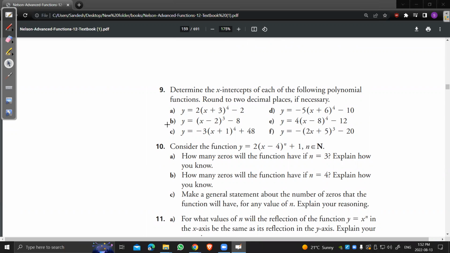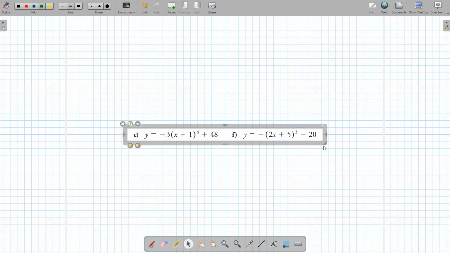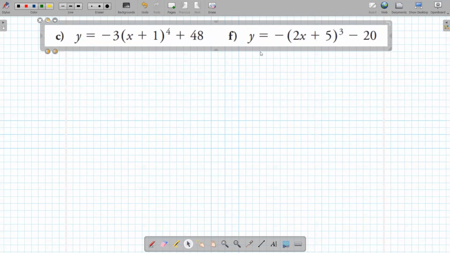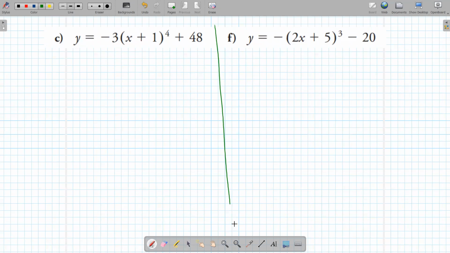Let's just do maybe 1 or 2 of these. It says find the x-intercept. It only says find the x-intercepts. Let's look at C. I mean, the idea is the same, right? How do you find the x-intercepts? You set y to 0. Yeah, you set y to 0. All right, what's next? What do we do here? Step 1. You subtract 48. Right, and then you divide by -3. What's negative 48 over negative 3?